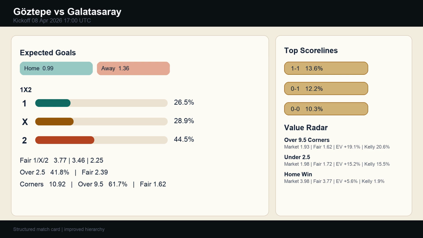Now, the qualitative analysis. This is where the under gets much stronger. Galatasaray come into the match with important absences, and those absences matter structurally, not just individually. Missing attacking and balance pieces reduces fluency, reduces depth, and increases pressure on the remaining stars to carry the game. On the other side, Göztepe are a compact home team with enough discipline to make life difficult for a favorite that is not arriving in perfect rhythm.